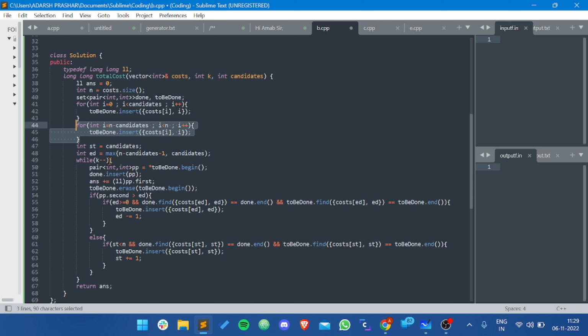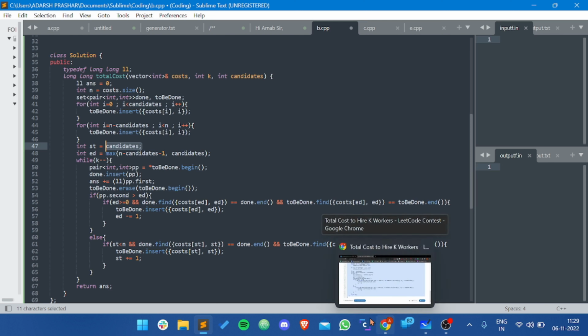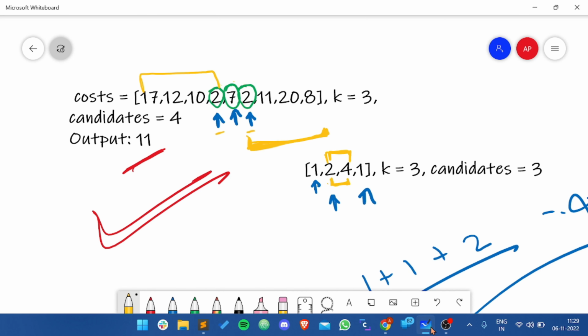So st means the starting point, the first candidate which is not in the set, and ed is the rightmost point of the people which is not in the set. So st will be this one, because this is not in the to be done set, and ed will also be this one because it is the rightmost point which is not in the to be done set.